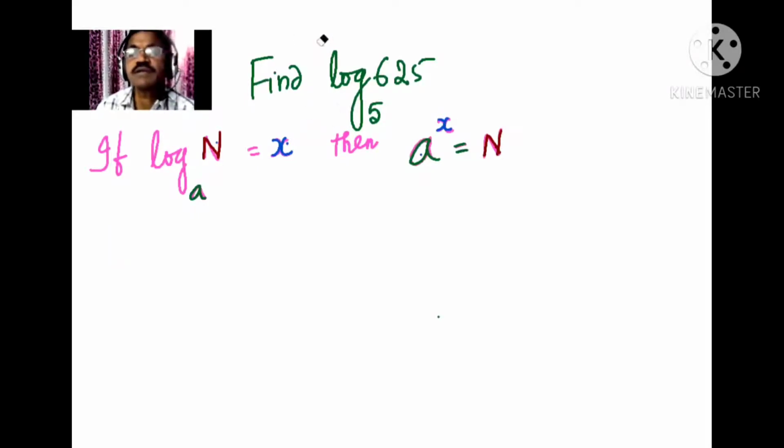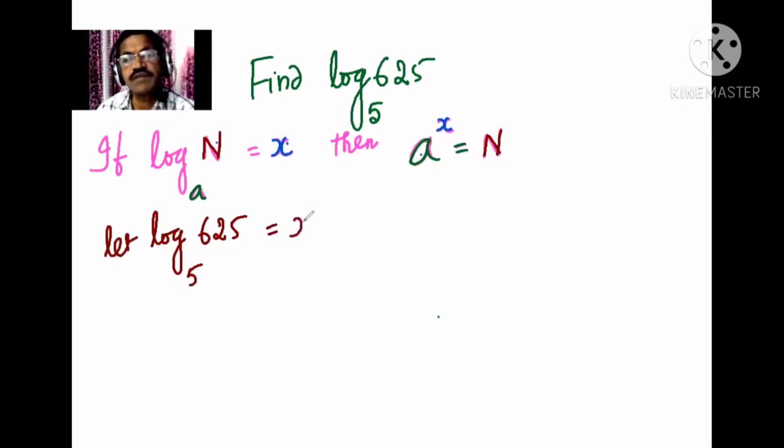In the same way, we take the number logarithm of 625 base 5. Let logarithm of 625 base 5 is equal to x. Then the exponential form of this logarithm is 5 to the power of x is equal to 625. This is the exponential form.